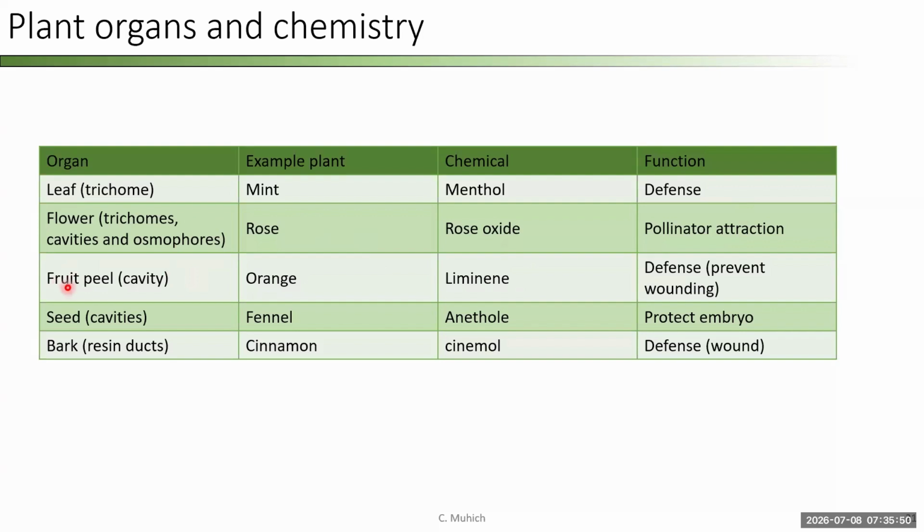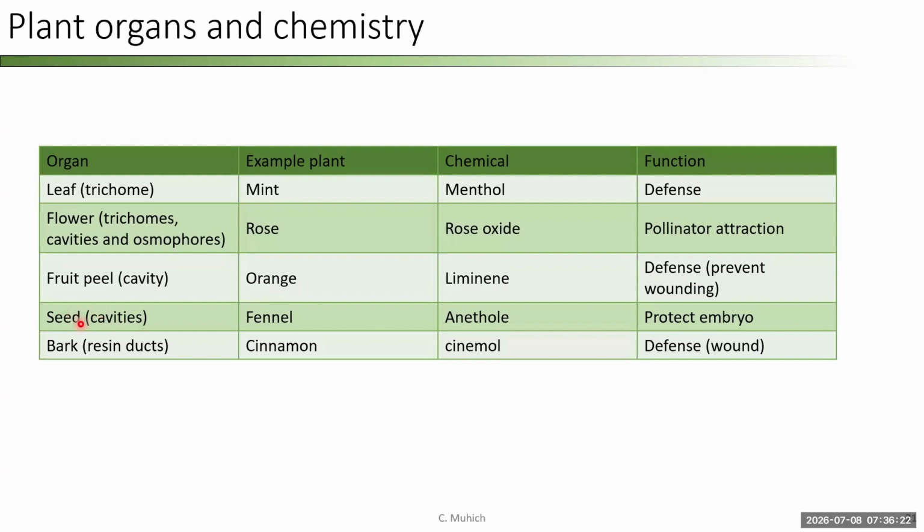If we think in terms of fruit peels, again, we have mostly cavity type structures. If we think about oranges and extraction of limonene, these are there as a defense mechanism to either prevent wounding, or if a wound does happen to have antimicrobial, anti-insectivore properties.